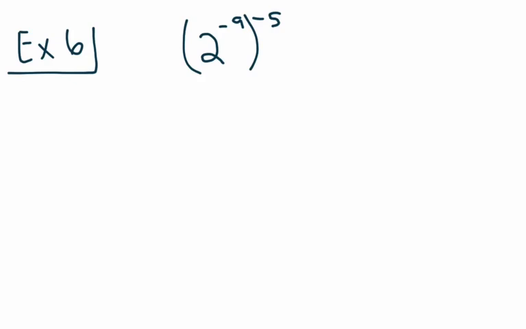So with this one, again, we're taking 2 to the negative 9, and we're multiplying the powers together. So negative 9 times negative 5, when we multiply those together, anytime you multiply a negative times a negative, you're going to get a positive. So 2 to the negative 9th to the negative 5th is going to give us 2 to the positive 45th power.